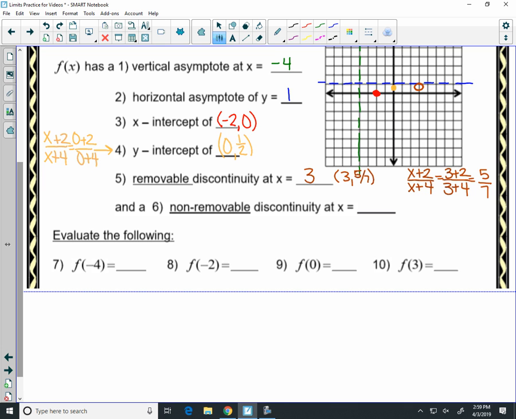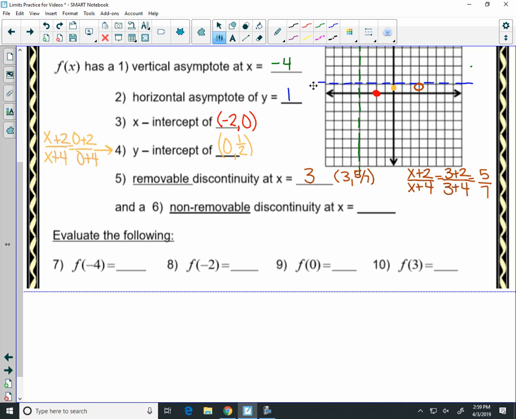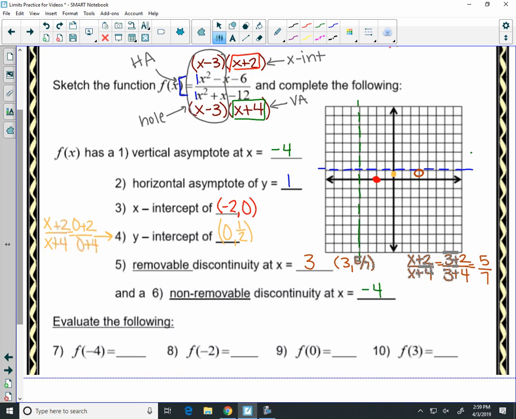Our non-removable discontinuity was just that asymptote. It's a discontinuity we cannot get rid of. Okay, so this is looking good so far. I do think we need a couple more points in order to make our curve, particularly around our asymptote. We like to have a couple more points.